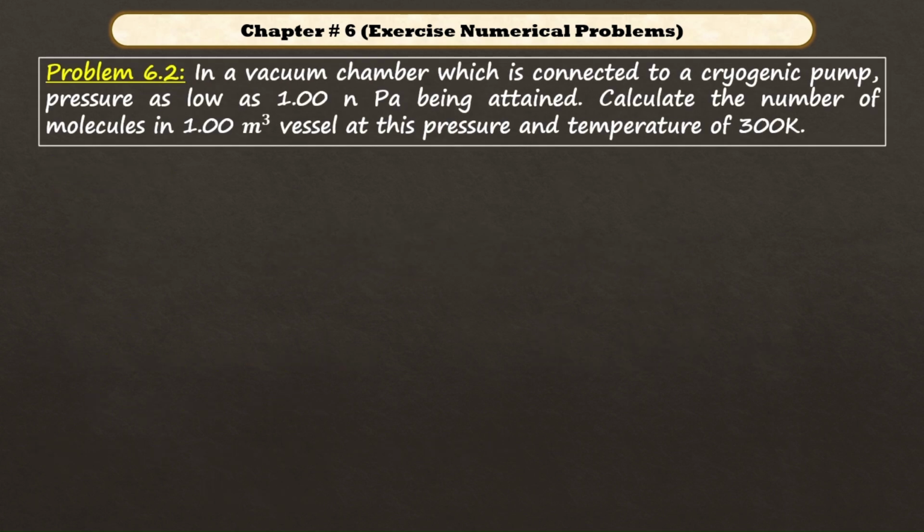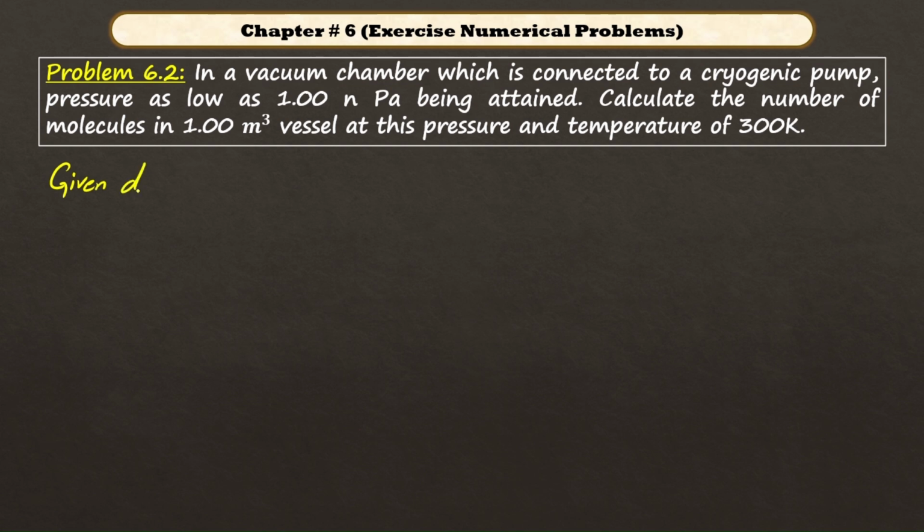Numerical number 6.2. In a vacuum chamber which is connected to a cryogenic pump, pressure as low as 1 nanopascal is being attained. Calculate the number of molecules in a 1 cubic meter vessel at this pressure and a temperature of 300 Kelvin.